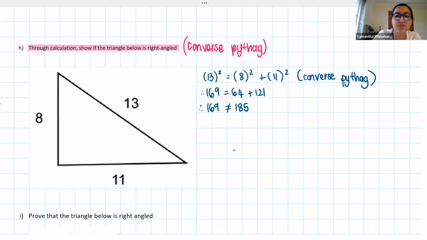Okay, so the fact that they're not equal, what does that mean? Ma'am, it is not a right angle. Excellent. Well done. So therefore, it is not.